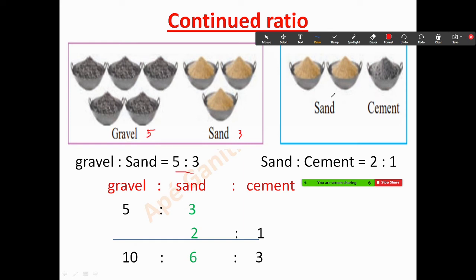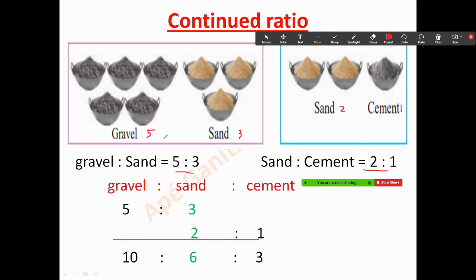Now let's get the next one. Consider this case. Sand. How many pans are there? 2 pans are there. Sand, 2 pans. Cement, 1 pan is there. So how to write this as a ratio? Sand to cement, 2 to 1. Okay, this is the second ratio.